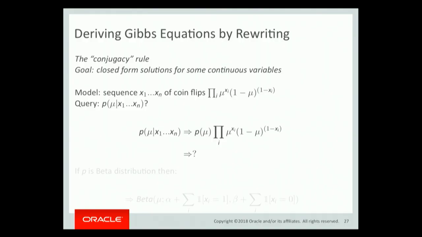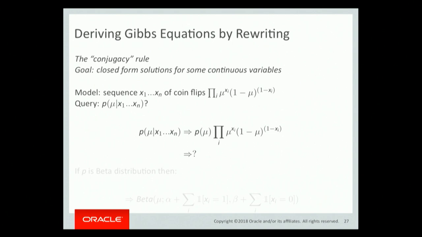Here's another interesting rule. It's the last one I will show, I promise. It's what I call the conjugacy rule. And this is interesting because it shows that if you're a compiler hacker and you want to work on probabilistic programming, well, you will have to learn a little bit of statistics. So let's say that you have a program that represents a bunch of coin flips.